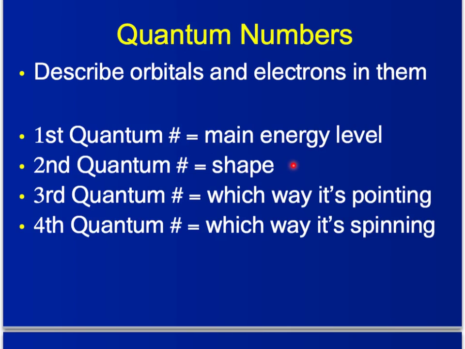We have a second number. It's not really a number, but it tells us the shape. Then we have a third quantum number, and it tells us which way this shape is pointing. And the fourth quantum number is the way in which it's spinning. So we're going to talk about all of these 4 things. There are 4 quantum numbers, and you would want to know what each one of these does.